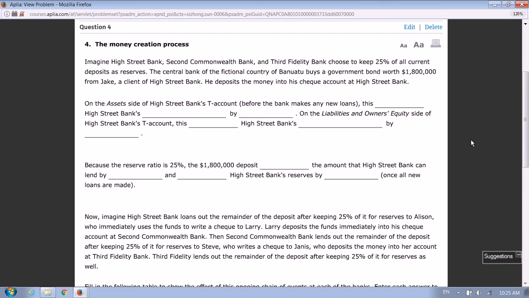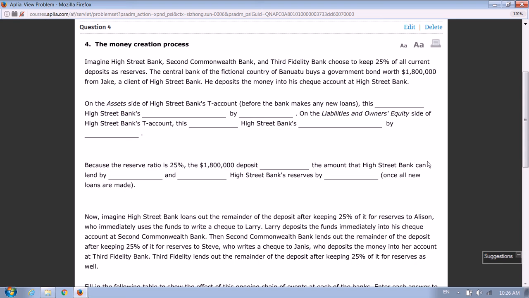The money creation process. Imagine high street banks, Second Commonwealth Bank and Third Fidelity Bank, choose to keep 25% of all current deposits as reserves. So the reserve ratio is 25%. The central bank of the fictional country of Vanuatu buys a government bond worth 1.8 million from Jack, a client of High Street Bank. He deposits the money into his check account at High Street Bank. So now the central bank pumps in $1.8 million of cash.